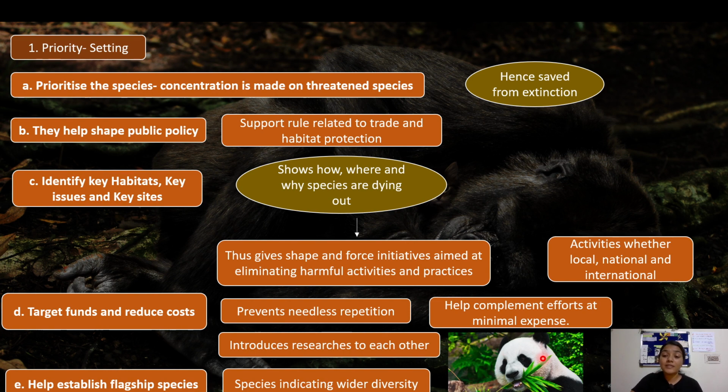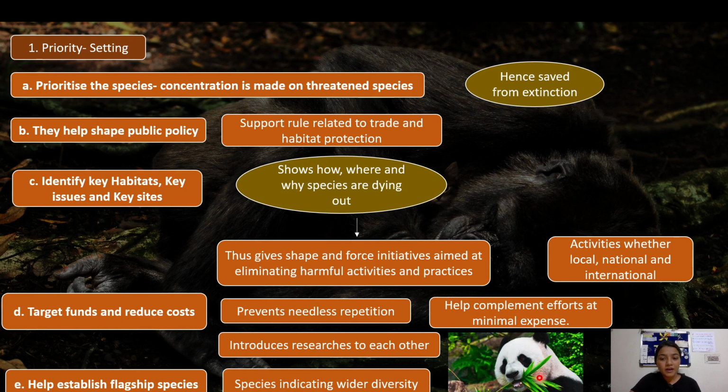So the IUCN calls this kind of species a flagship species, which might not be a keystone species, but this species is like an ambassador, which the IUCN announces, because seeing this species, people will donate, right?